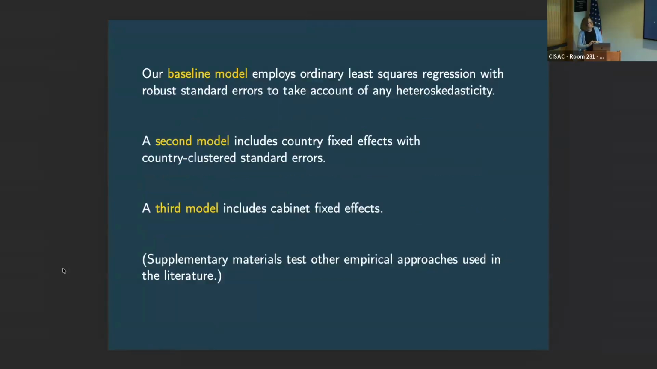The baseline model uses OLS with robust standard errors. We have a second model that includes country fixed effects and country cluster standard errors. We have a third model that includes cabinet fixed effects. We have supplementary materials that has a bazillion other models. What we tried to do is test as many of the different approaches that we could find in the literature as possible.